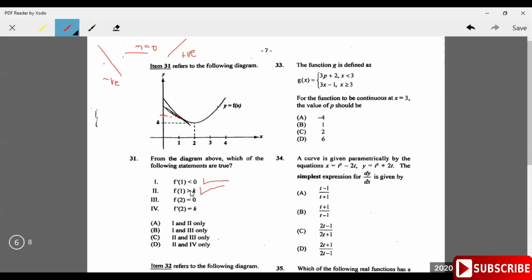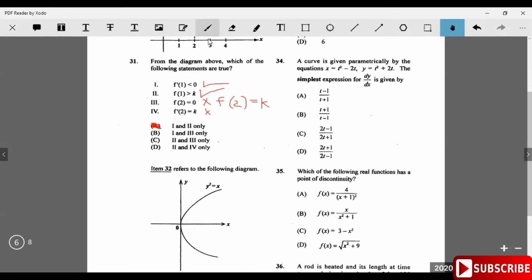Now it says f of 2 is equal to 0. F of 2 is equal to k, so this one is not true. That's not true. And then they say f prime of 2 is equal to k. No, right here, f prime of 2 is equal to 0. How do I know? Because the gradient at this point, when x is 2, is 0. And so this one is not true either. So only 1 and 2 are true. Quite easy, soft.